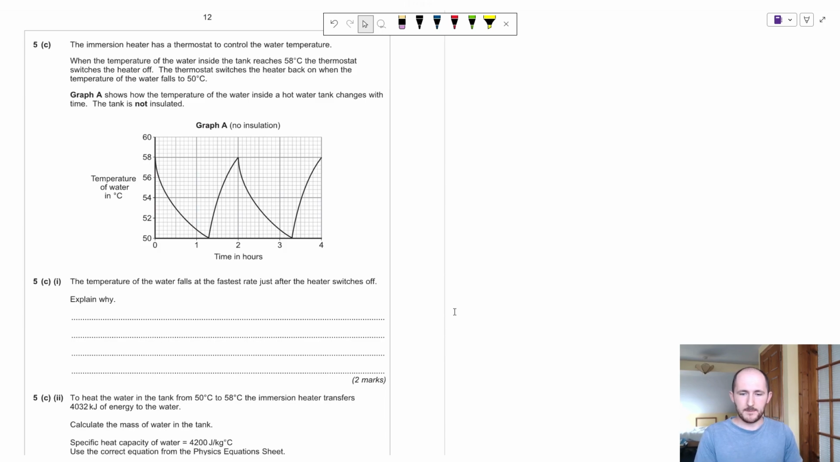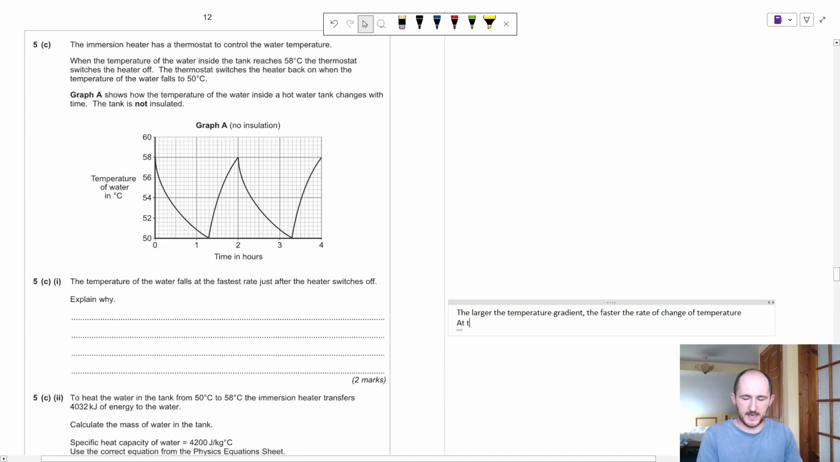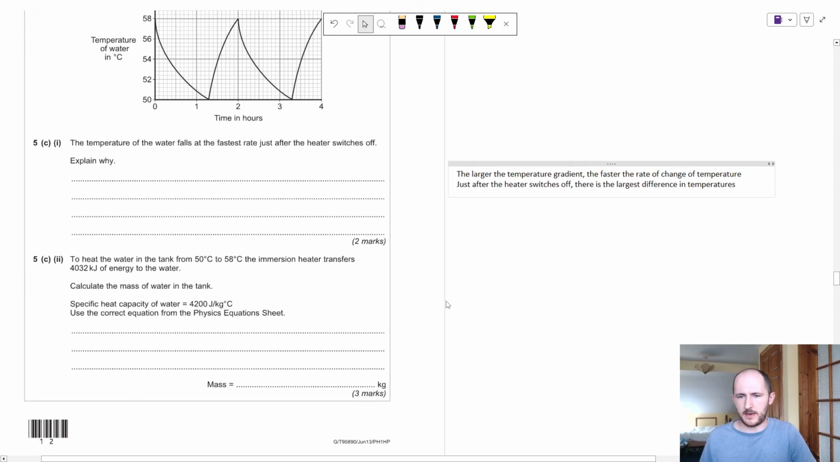Okay, to explain why. Because the larger the temperature gradient, the faster the rate of change of temperature. So at the beginning, sorry, I should actually say just after the heater switches off, there is the largest difference in temperatures. This is also why hot food cools down quickly and then stays warm for a really long time. And same thing with drinking tea or whatever.